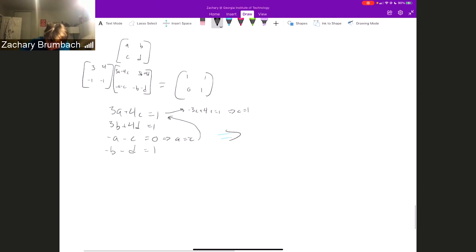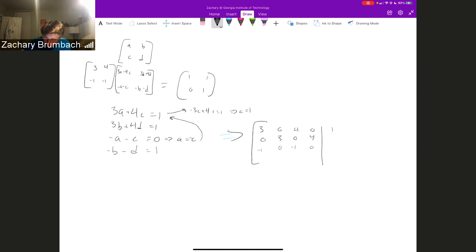Or you could put this into a matrix, 3, 0, 4, 0, augment 1. This is definitely the long way to do it, but if this helps you, then do it. By all means, don't let anybody stop you. Row reduce it, solve for each of your variables.